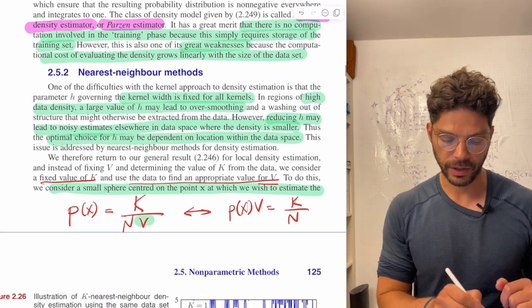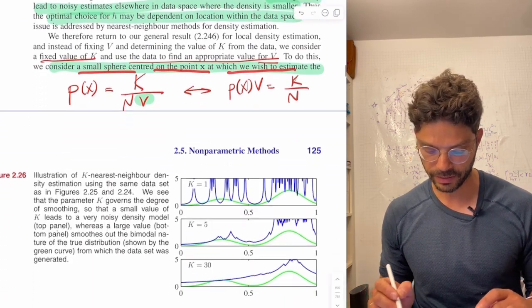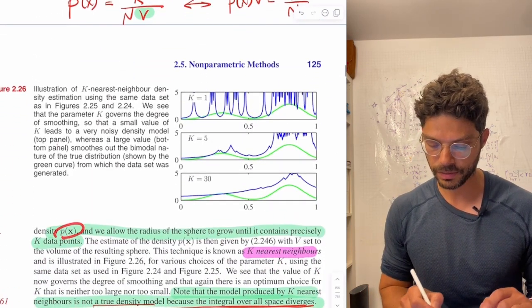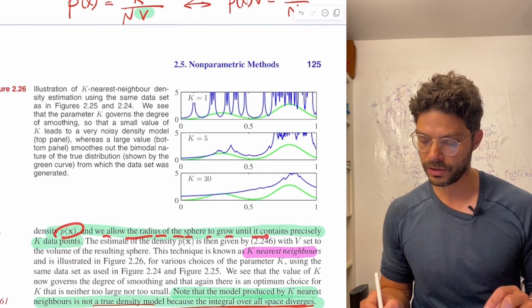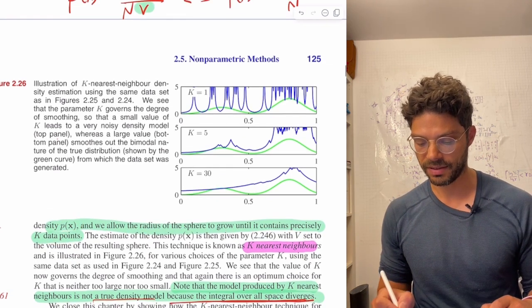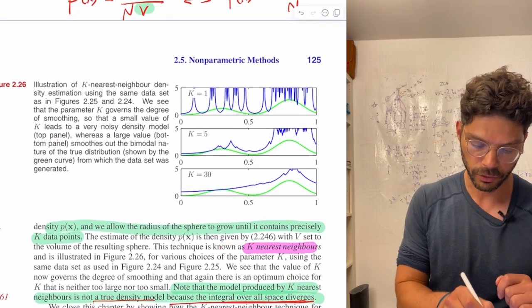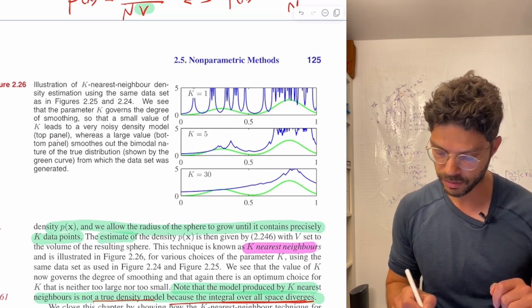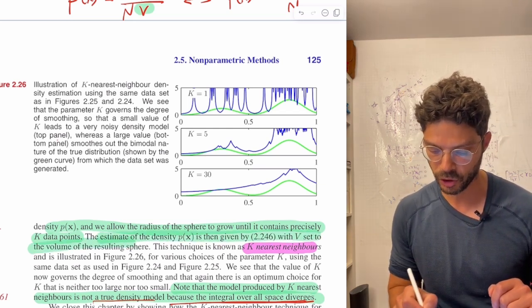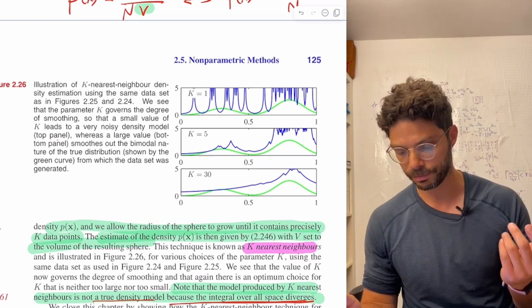To do this, we consider a small sphere centered on the point x at which we wish to estimate the density p of x, and we allow the radius of the sphere to grow until it contains precisely k data points. The estimate of p of x is then given by 2.246 with v set to the volume of the resulting sphere, and this is the k nearest neighbors.